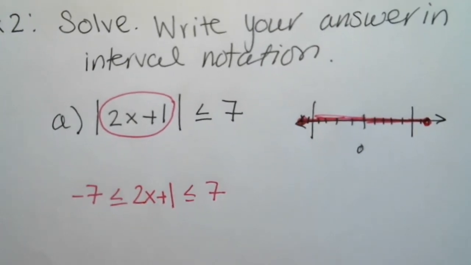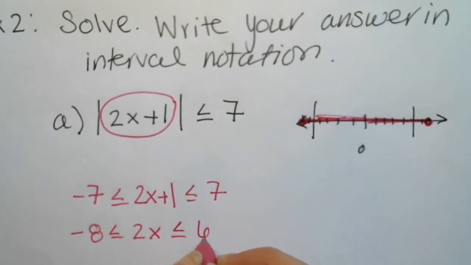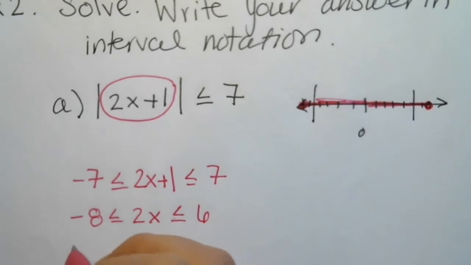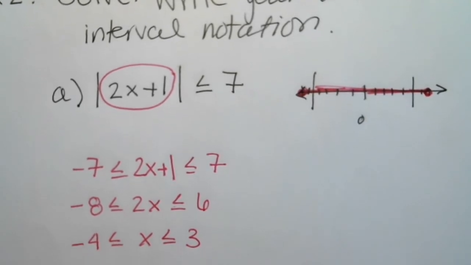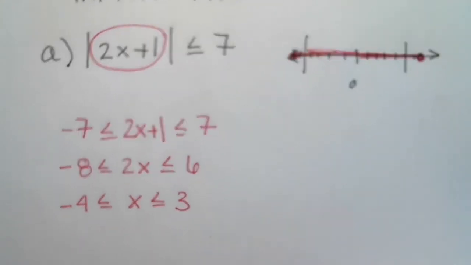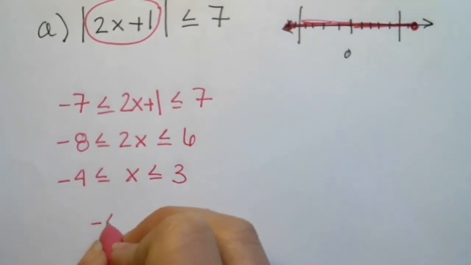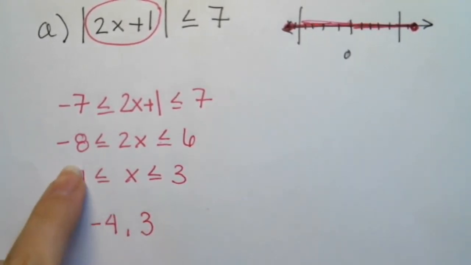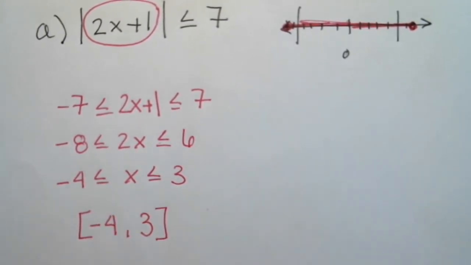Now that we have these as a compound inequality, we know how to solve this. So we're going to subtract 1, and then we're going to divide by 2. All right. Now we can see this inequality, and we're going to write that answer as our interval answer. So between -4 and 3. And because we have less than or equal to, we're going to go ahead and use the brackets.